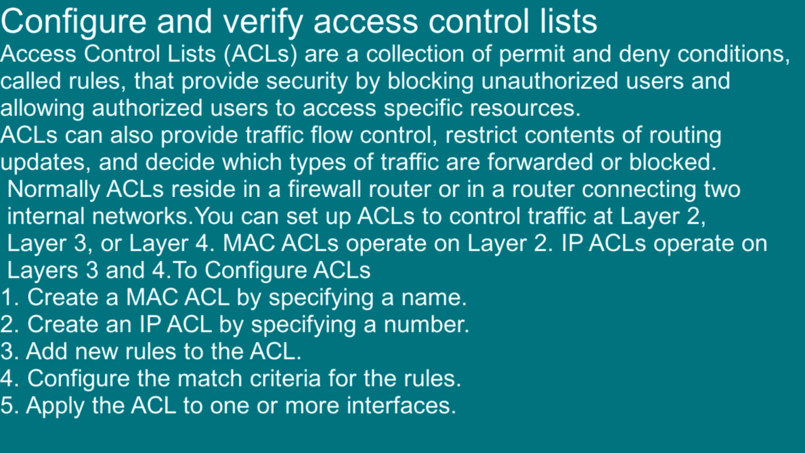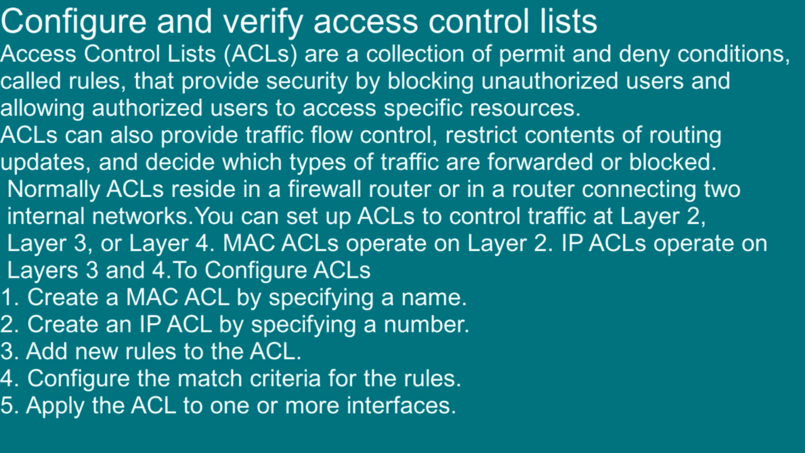Access control lists, ACLs, are a collection of permit and deny conditions, called rules, that provide security by blocking unauthorized users and allowing authorized users to access specific resources. ACLs can also provide traffic flow control, restrict contents of routing updates, and decide which types of traffic are forwarded or blocked. Normally ACLs reside in a firewall router or in a router connecting to internal networks. You can set up ACLs to control traffic at Layer 2, Layer 3, or Layer 4. MAC ACLs operate on Layer 2. IP ACLs operate on Layers 3 and 4.